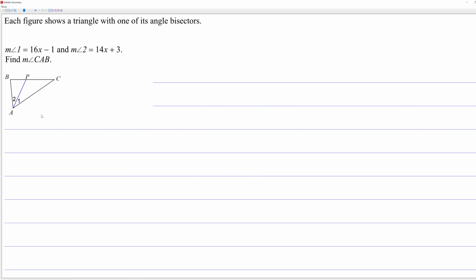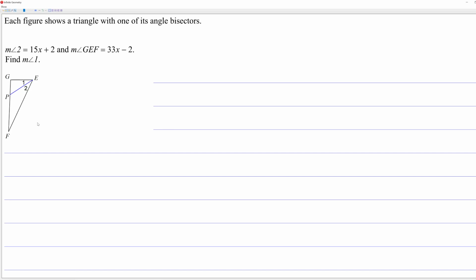So next, we have a very similar idea. We have another angle bisector. So EP is an angle bisector, meaning angle 1 is equal to angle 2. They're congruent to each other. However, if you read the question, we don't actually know anything about angle 1.